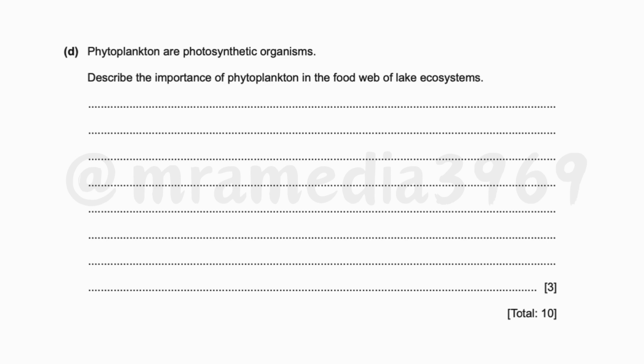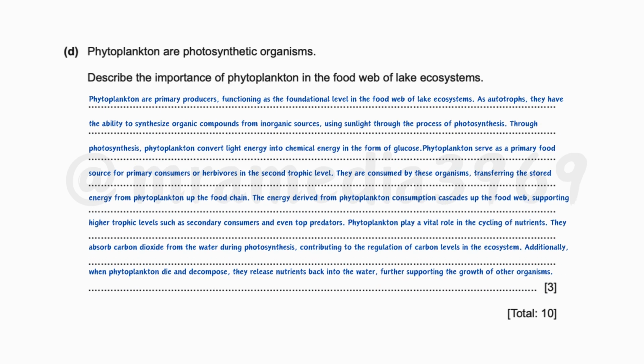Phytoplankton are photosynthetic organisms. Describe the importance of phytoplankton in the food web of lake ecosystems. Phytoplankton are primary producers, functioning as the foundational level in the food web of lake ecosystems. As autotrophs, they synthesize organic compounds from inorganic sources, using sunlight through photosynthesis. Through photosynthesis, phytoplankton convert light energy into chemical energy in the form of glucose.